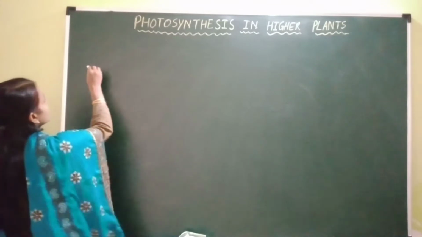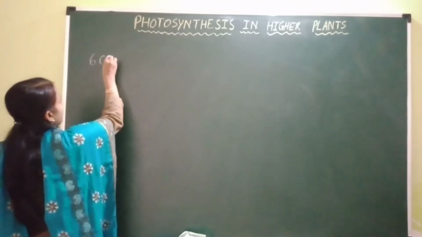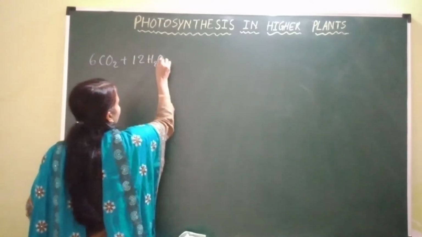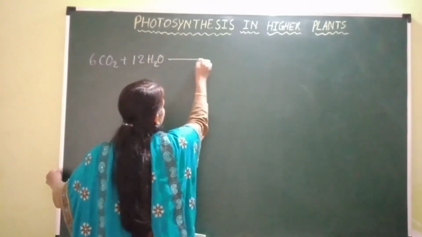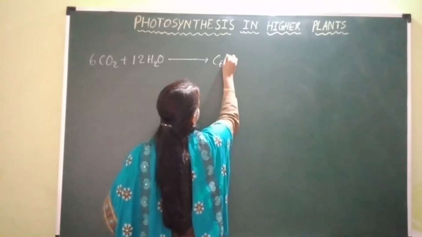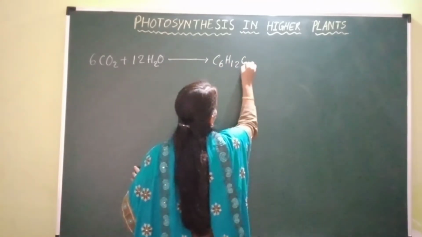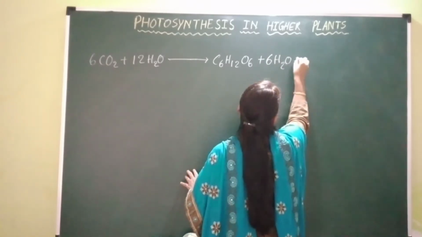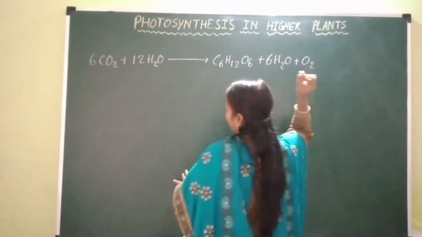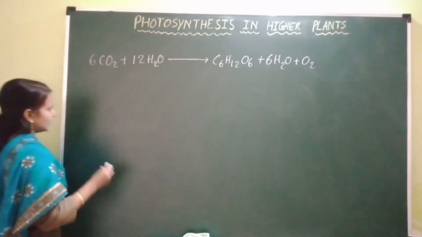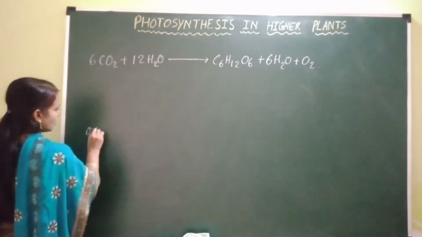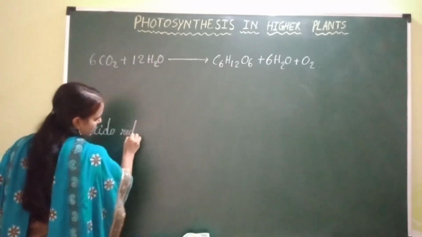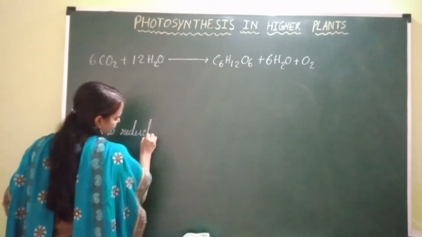So that equation is 6CO2 plus 12H2O gives rise to C6H12O6 plus 6H2O plus 6O2. So, photosynthesis can be technically defined as an oxidoreductive process.